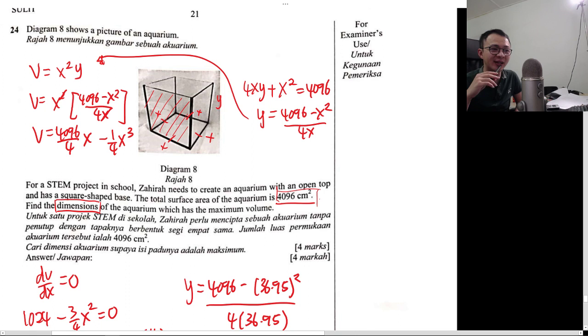What does it mean by dimension? Dimension means they want to know what is the dimension of the aquarium. If you go to the shop to buy the aquarium, you need to tell them your dimension. Yeah, this one V equals x squared y.